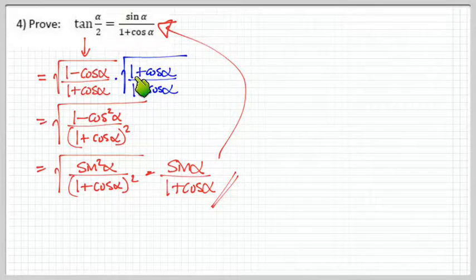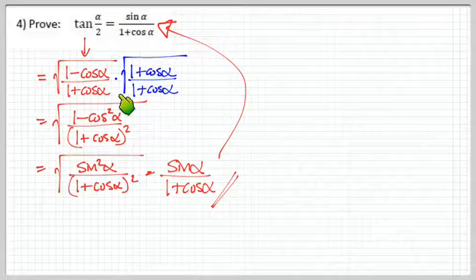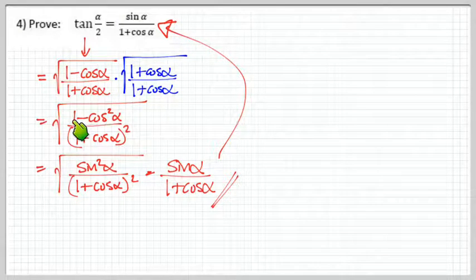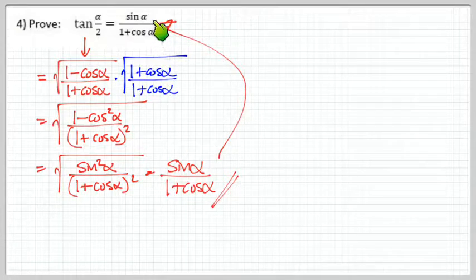Now, up here in the numerator, I have an a minus b, a plus b type of structure. That's my difference of perfect squares. So 1 squared minus cosine squared alpha. And that's just sine squared alpha. Take the square root of it. I get sine alpha as I wanted.